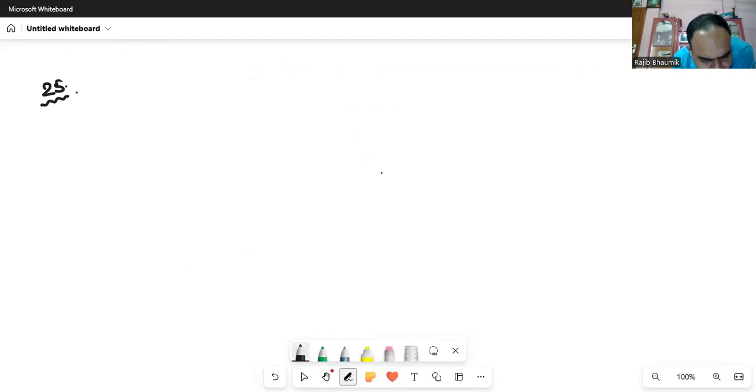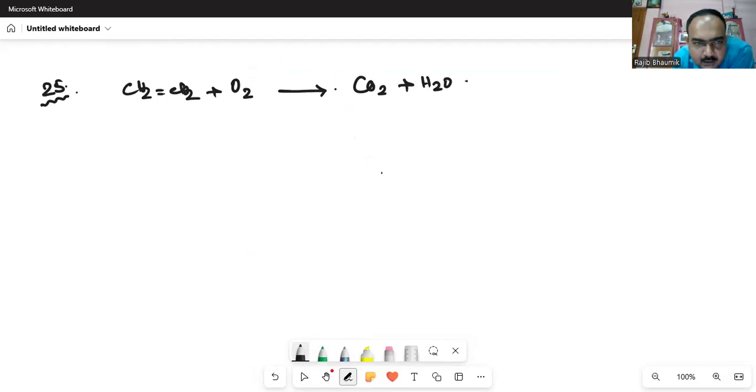Ethene is treated with excess of oxygen. It is very simple. We burn it with oxygen. Every hydrocarbon that is burned will produce CO2 and water respectively. Number 26. Question 26: propylene is treated with excess of bromine in CCl4. Very simple.